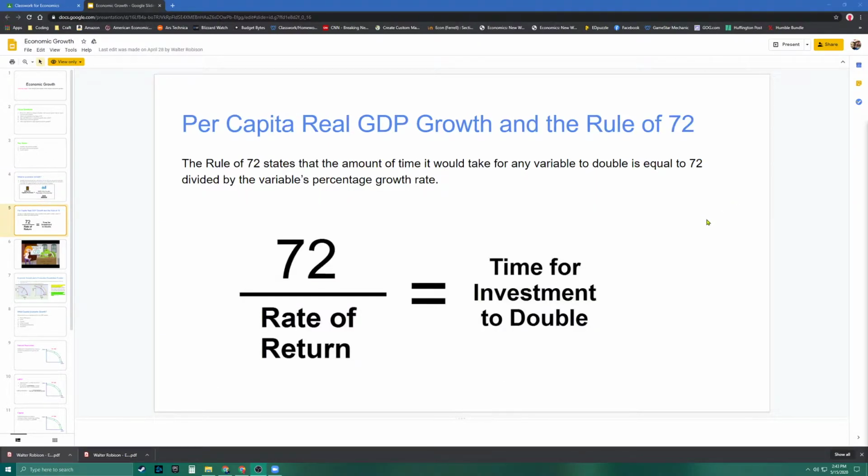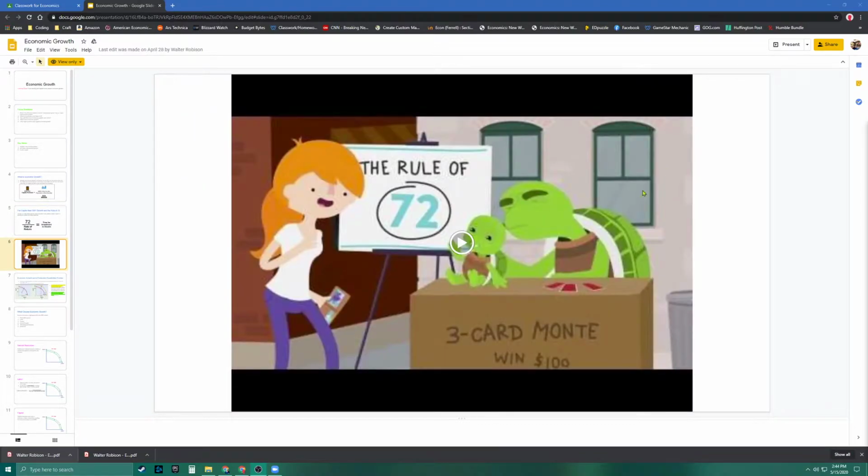Per capita real GDP growth and the rule of 72. So the rule of 72 states that this is the amount of time that is required for any variable to double. So you take 72 and divide it by the growth rate. So it's 72 divided by the rate of return, and that equals the time for the investment to double. So there's a video you can watch.